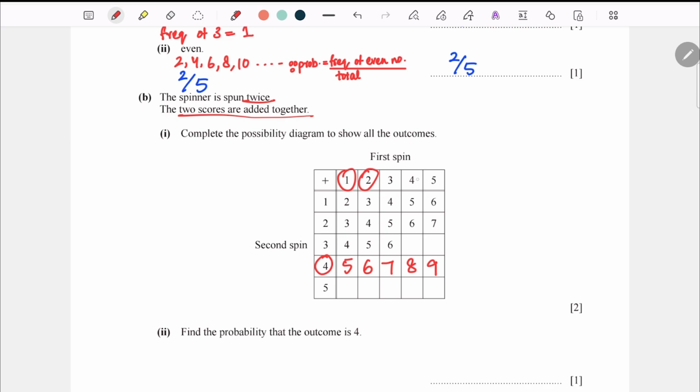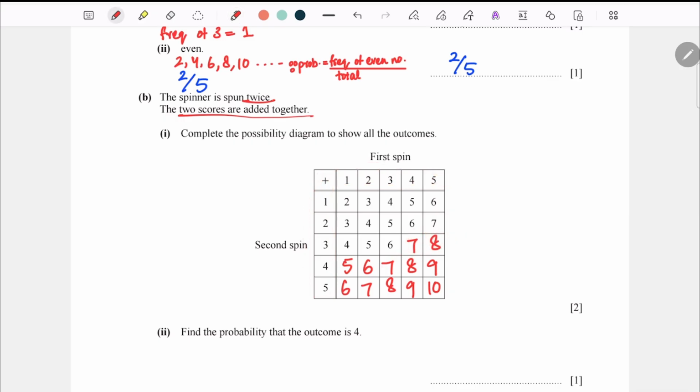Here 3 and 4 are added to get 7. 5 plus 3 are 8. Then 5 and 1 is 6, 7, 8, and then 5 plus 4 is 9, 5 plus 5 is 10. So basically what we did to complete the possibility diagram was that we added the second spin to the first spin to get these digits.